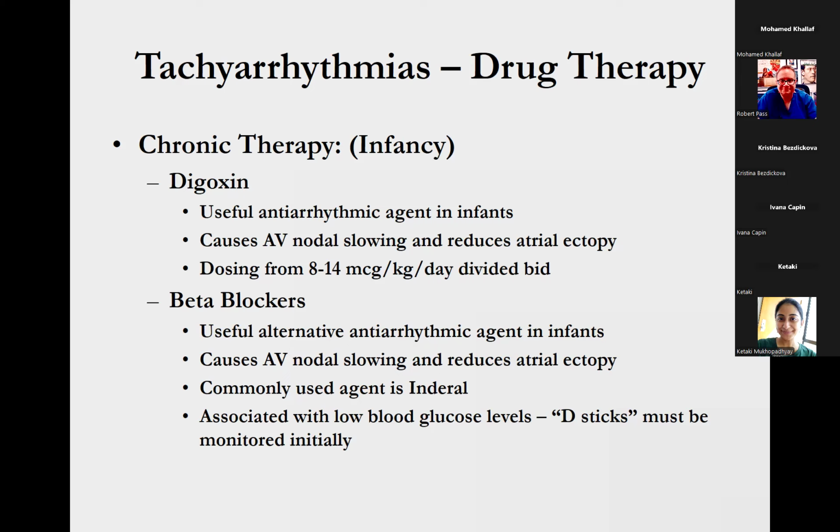The predominant way in which it works is by causing AV nodal slowing, and it also reduces atrial ectopy. As we know from our talk last week, for reentry to begin, you have to have an appropriately timed PAC or PVC to allow for reentry to occur. And so if you have an agent that reduces the total number of atrial ectopic events you're having, you will reduce statistically the likelihood of having SVT. In most full-term babies and older, the dosing is about 8 to 14 micrograms per kilo per day, typically divided BID.